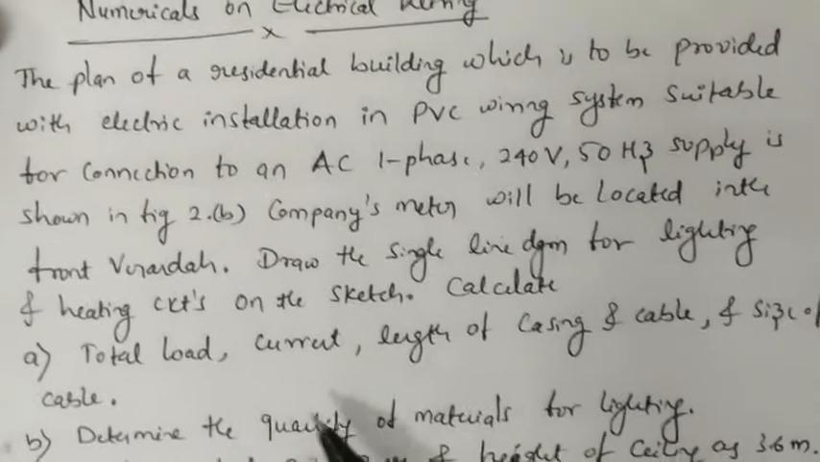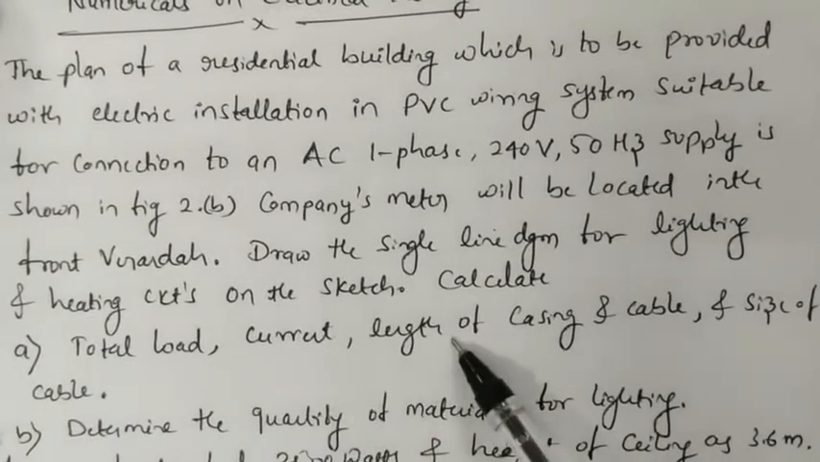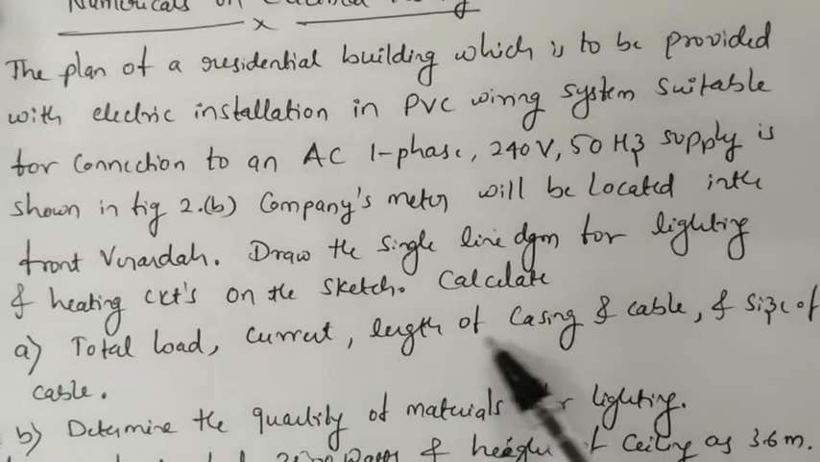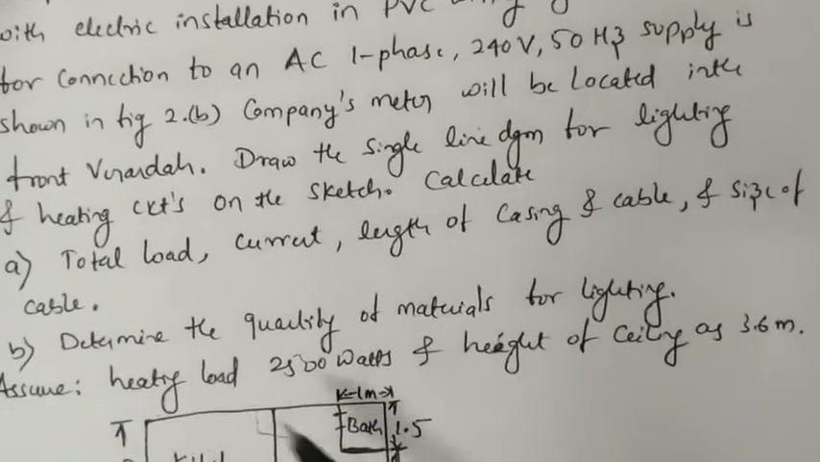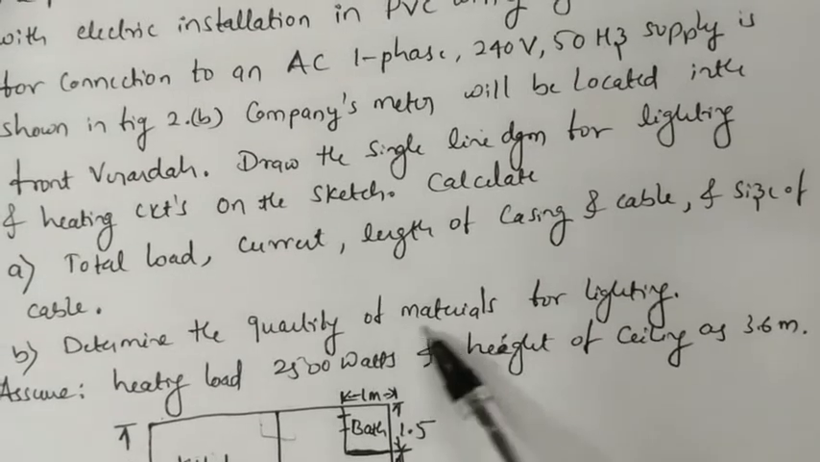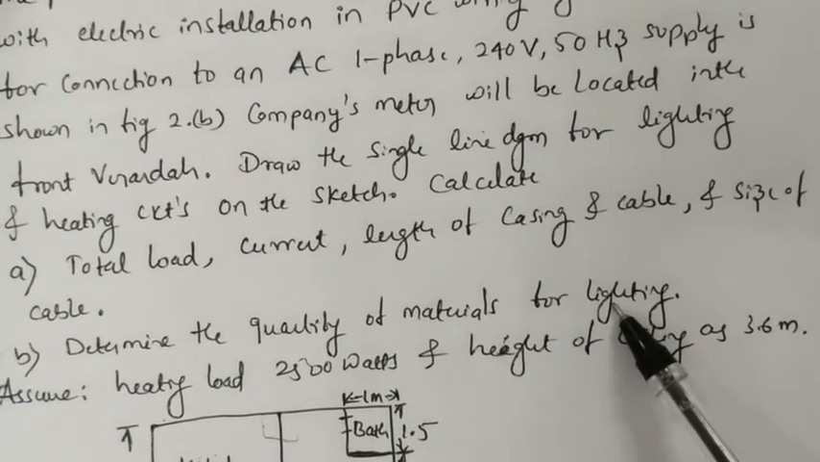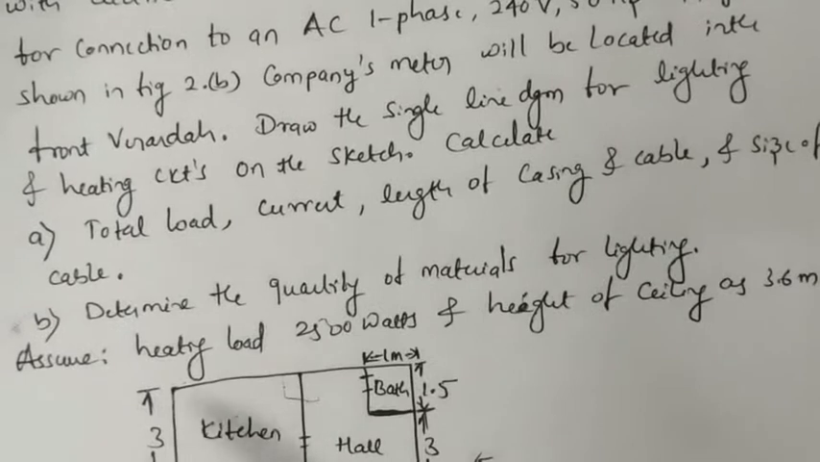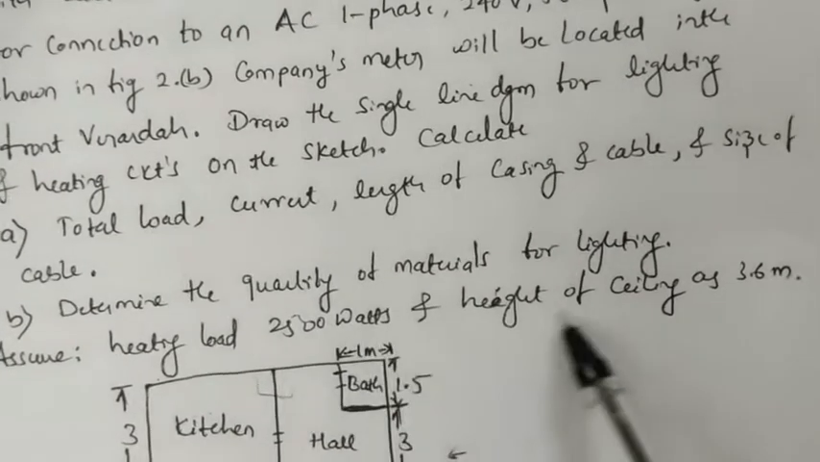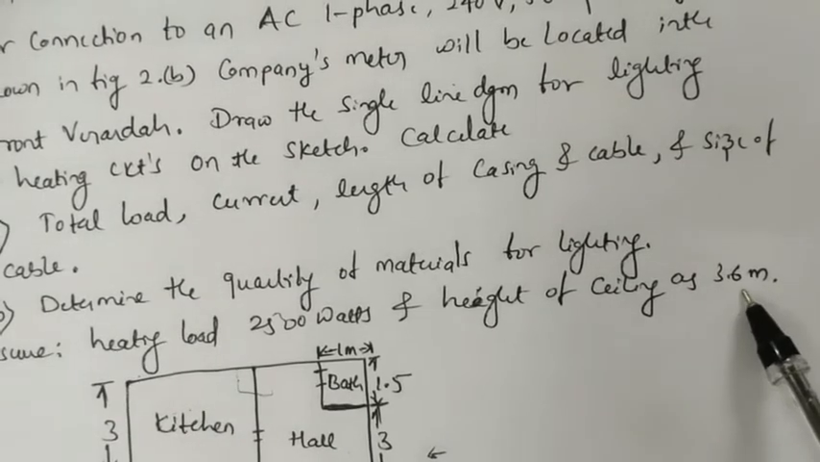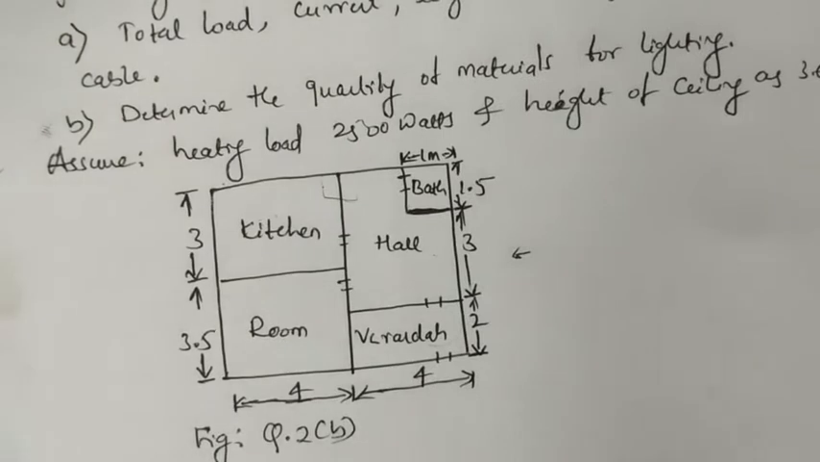Calculate the total load, current, length of casing and capping, length of cable and size of cable, and also determine the quantity of materials for lighting circuit. So in the question it is given, assume the heating load 2500 watts and height of the ceiling is 3.6 meters. So dear students, let us see the sketch which is given.